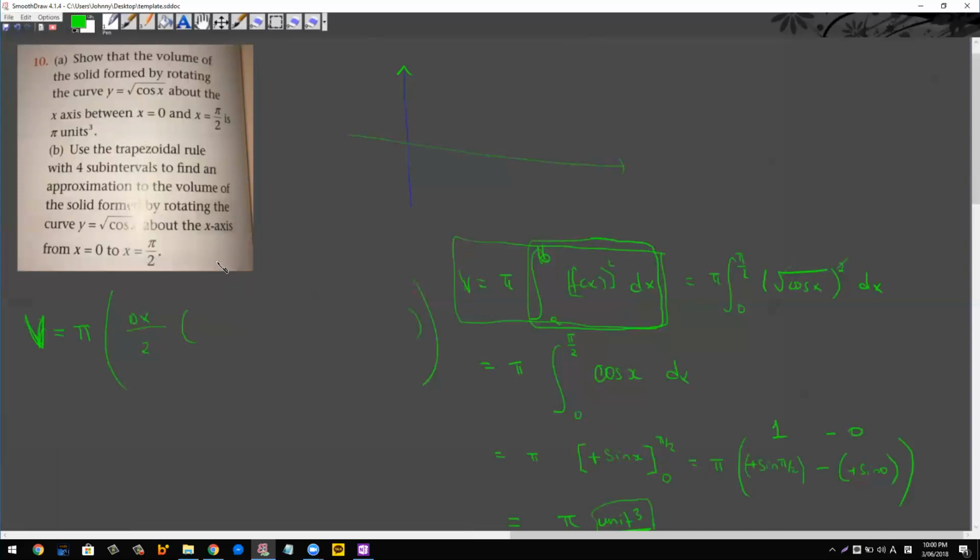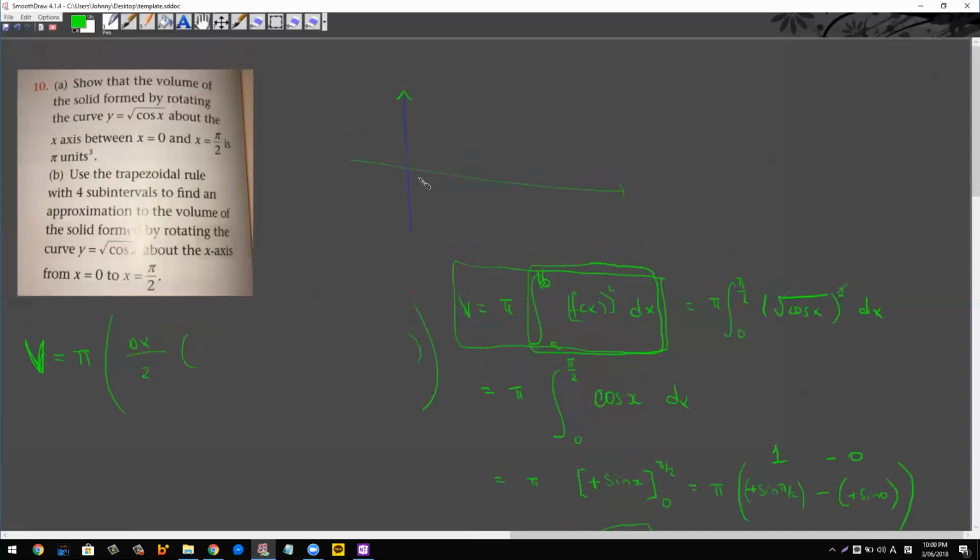But our function is f of x squared, right? So first of all, you have to draw some diagram, all right? So this is 0, and this is pi over 2, okay? So what's the distance from there to there? That's pi on 2. And it says 4 subintervals.